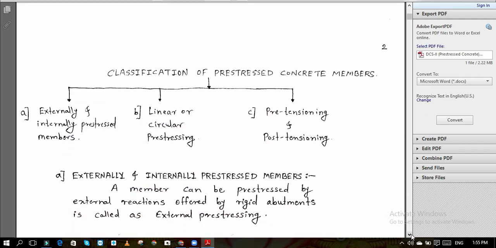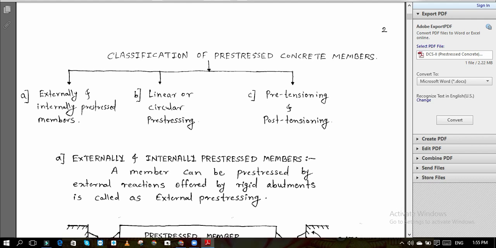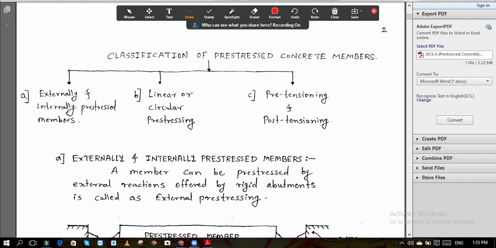See now, this is the classification of pre-stressed concrete members. Classification is basically done based on these three. First is externally and internally pre-stressed members. Second is linear and circular pre-stressing, and third is this.